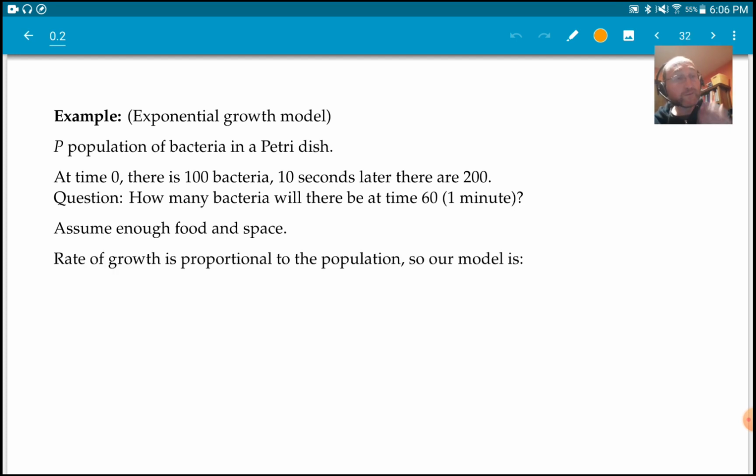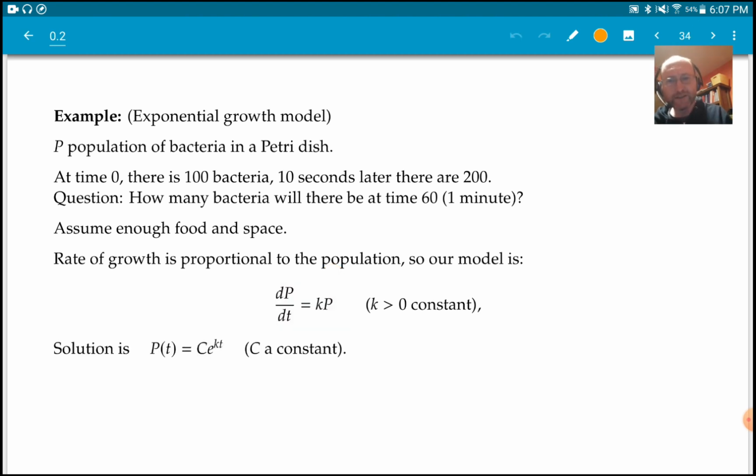So the rate of growth is proportional to the population because the bacteria divide, right? They multiply by dividing. I'm not a biologist, so this is the limit of my understanding of biology. But the more bacteria there are, the faster the population will grow because more of them divide, right? So our model is that the rate of growth is proportional, some constant k times the population, where k is some constant, which should be positive.